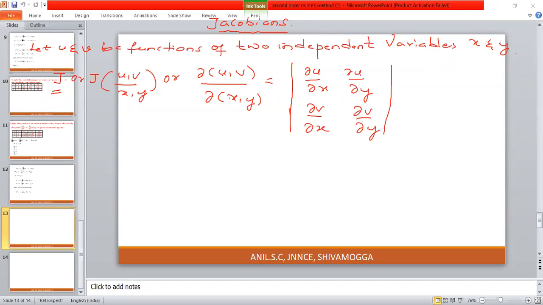It is denoted by J, or J of uv divided by x comma y, or del of uv divided by del of x comma y.